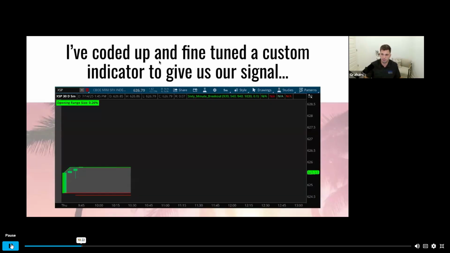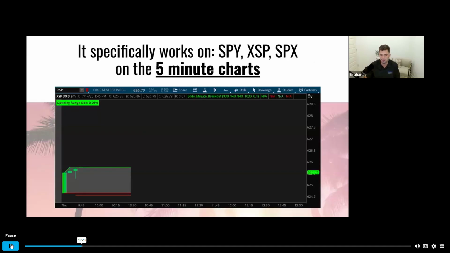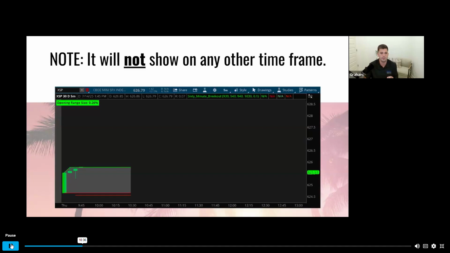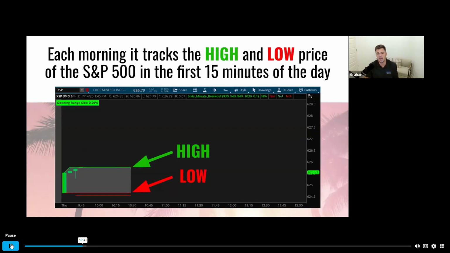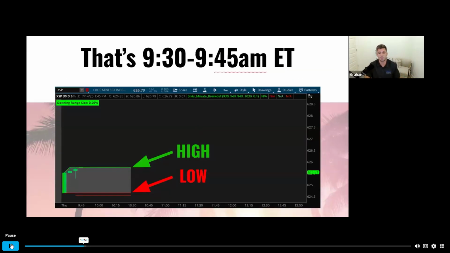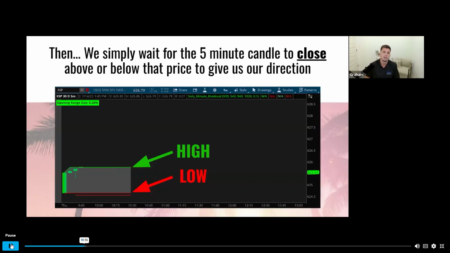So quick recap, guys. I've got that indicator code that I've shared with you guys that gives us our signal. You all have access to it in the members portal. It works on SPY, XSP, and SPX. It works on the 5-minute chart, so it's not going to show up on any other time frame. And each morning it tracks the high and low price of the S&P 500 in the first 15 minutes of the day. So those are 5-minute candles. We look at the first three to get that high and low price. That's the 15 minutes of the day, so 9:30 to 9:45 a.m. Eastern sets our range. And then we simply wait for the 5-minute candle to close above or below that price to give us our direction for the day.